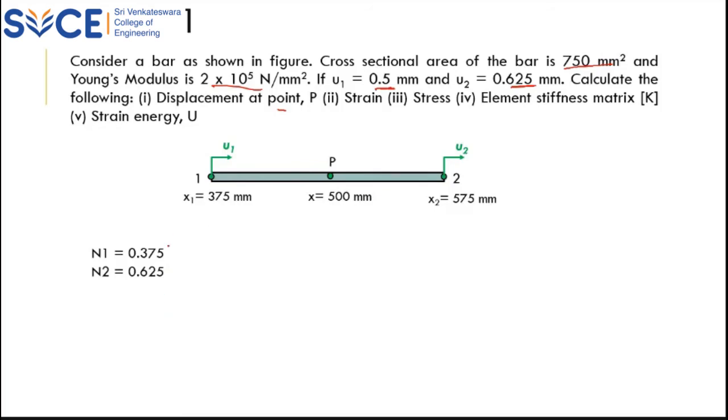So n1 is 0.375. How do you get this 0.375? What is the formula for n1? L minus x by L. Yeah, it is 1 minus x by L, right? So this is my n1. That is L minus x all divided by L. That is what I'm writing like this, 1 minus x by L, right?